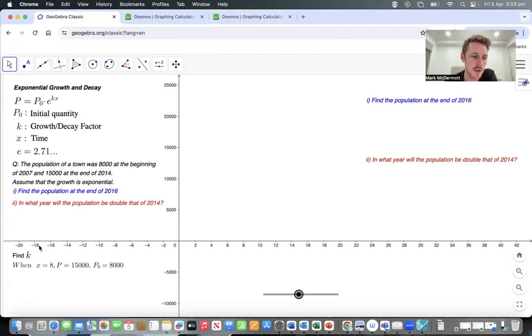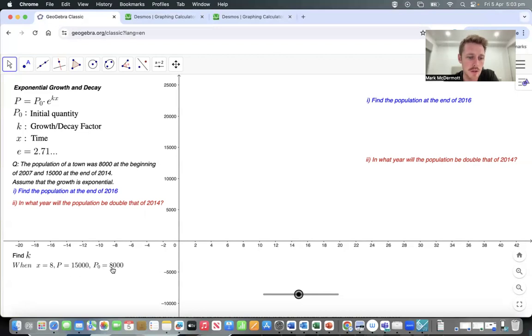So we do know that when X is 8, now let's have a think where I got 8 from. So at the start of 2007, and at the end of 2014: 2007, 2008, 2009, 2010, 2011, 12, 13, 14. So that's 8 full years that have passed. So when X is 8, we know that the population is 15,000. So after 8 years, the population is 15,000.